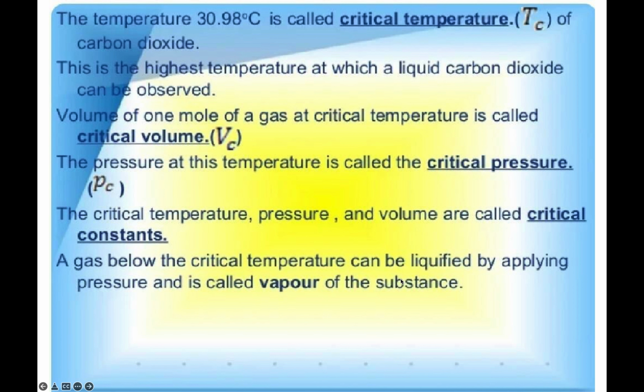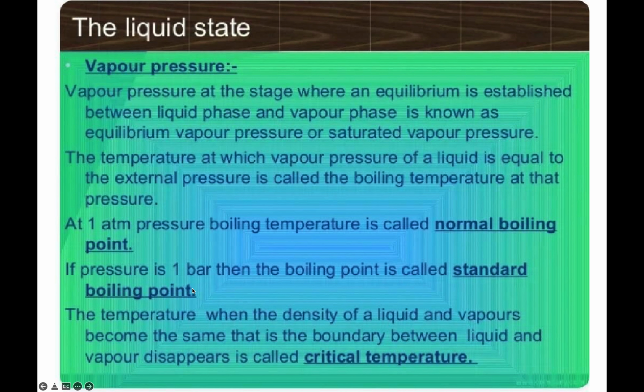A gas which is below the critical temperature, you can liquefy it by applying pressure. So that is also called the vapor of the substance. Now what is the liquid state? At a stage where an equilibrium is established between the liquid phase and vapor phase, that is known as the equilibrium vapor pressure or saturated vapor pressure. And the temperature at which the vapor pressure of a liquid is equal to the external pressure, that is the pressure outside, is called the boiling temperature at that pressure.